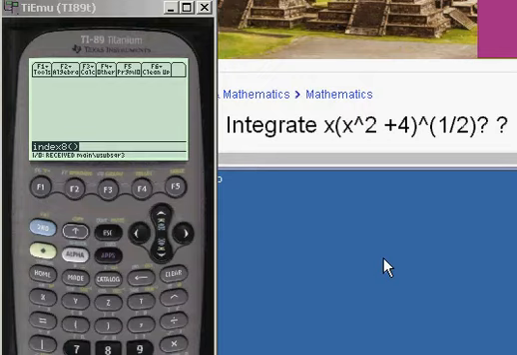A problem that was sent in by a student to Yahoo. Integrate x times the quantity x squared plus 4 to the 1/2 power. So let me show you how we do that in my programs, okay?